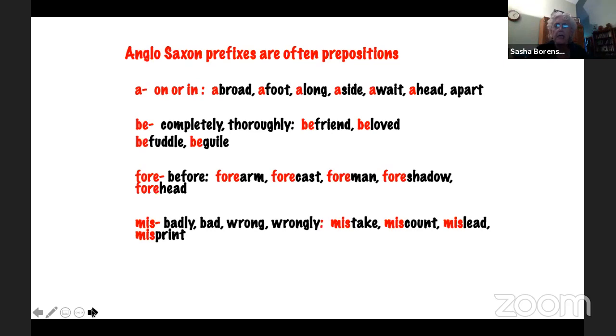What does that mean? Then we have B, and it means completely or thoroughly. So if we befriend someone, we completely and thoroughly are their friend. And if someone is beloved, we completely and thoroughly love them.